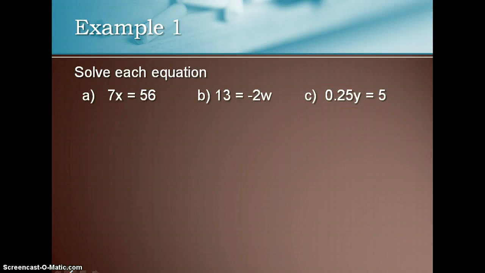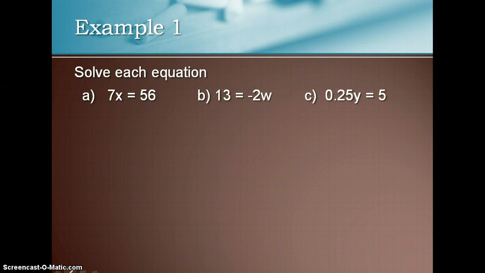So 7x is equal to 56, and again the whole point of these last couple of videos is just to separate all the different types of operations and opposite operations that you can use to solve equations. Soon we will be solving with multiple steps, so it won't be just one step, it'll be 2 or more.